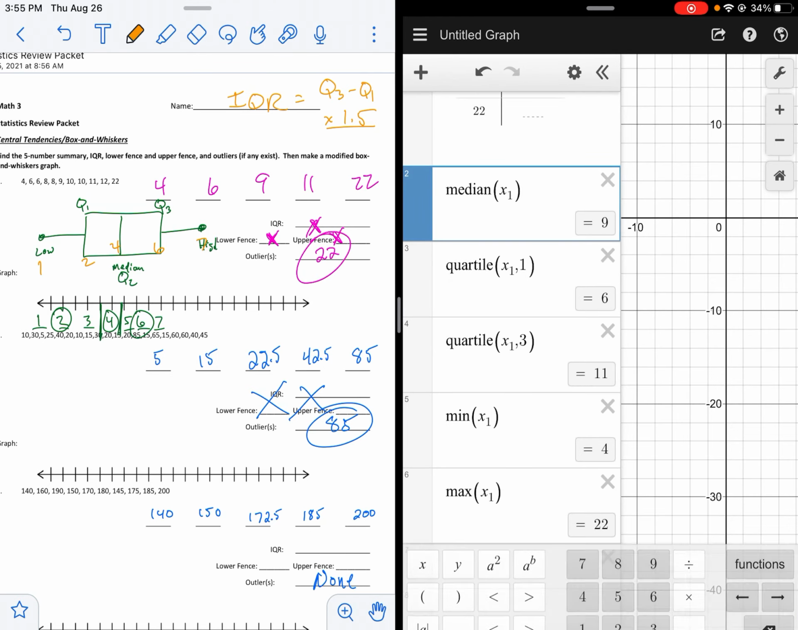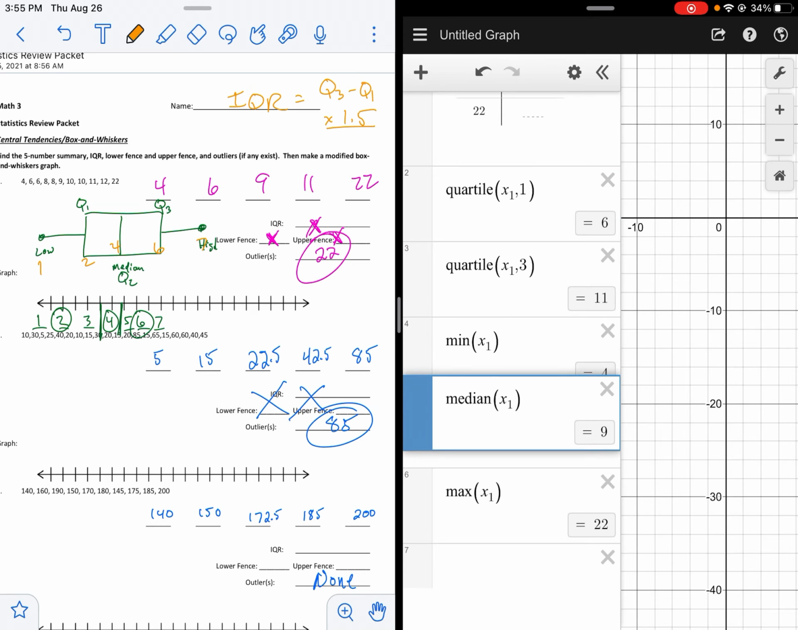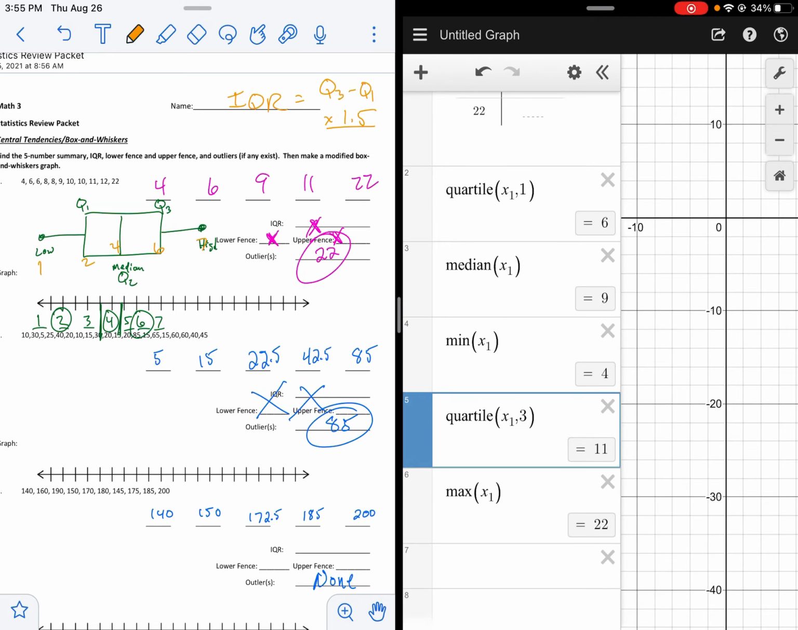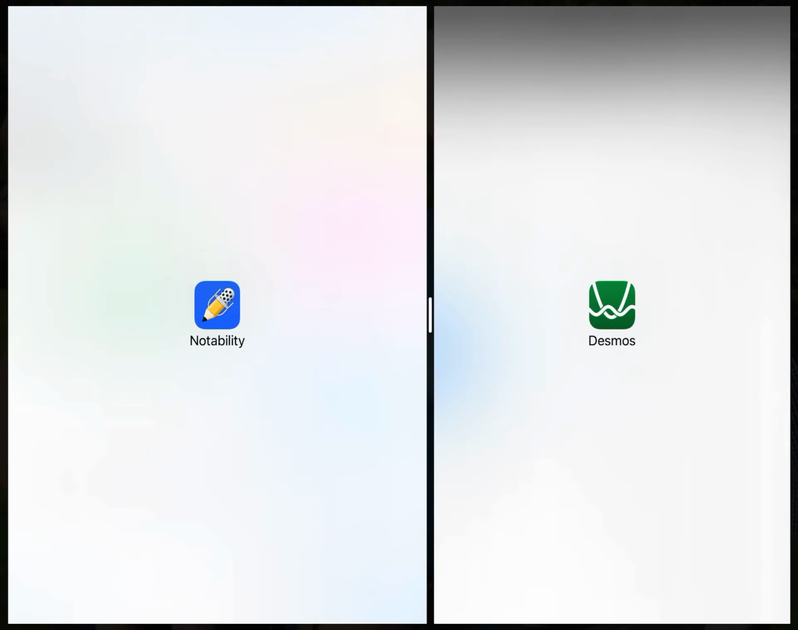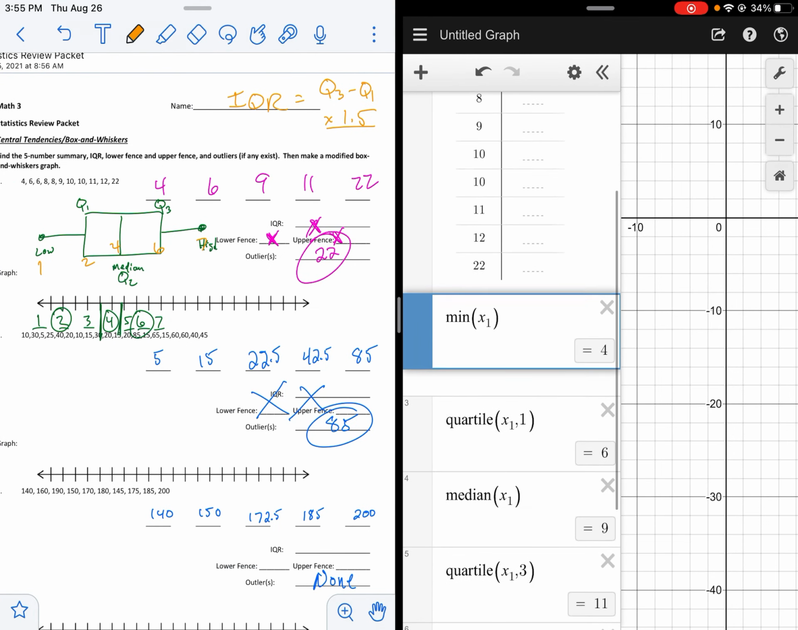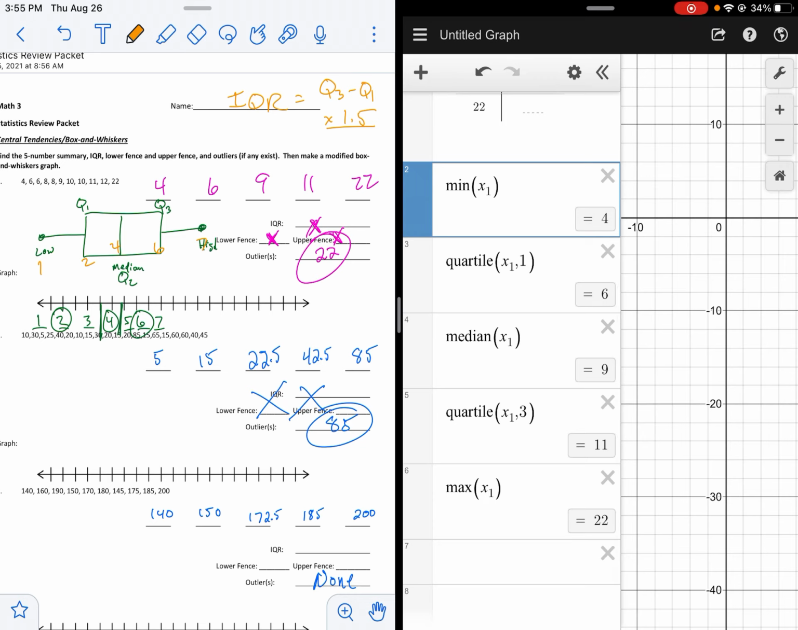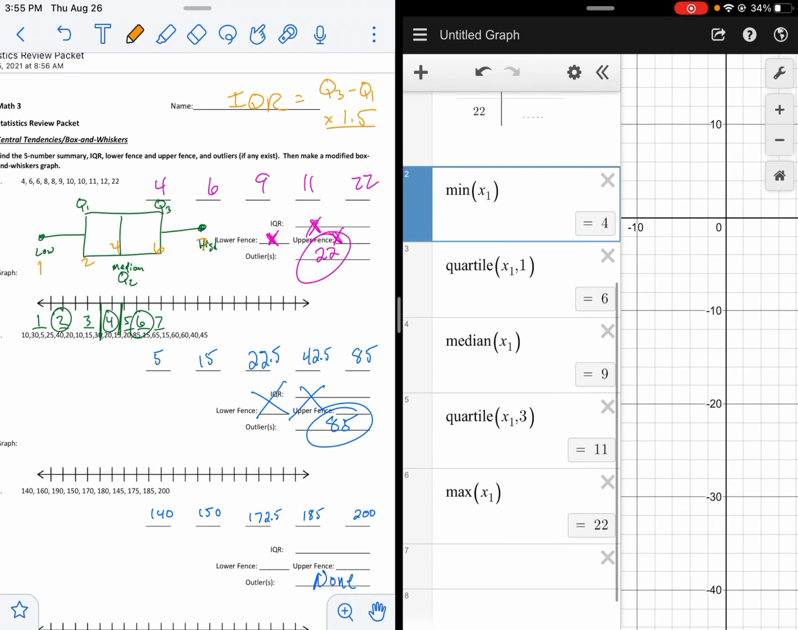Now, you can highlight this and put them in order. So median, I'm going to drag down here. Quartile 3 is below the median. The minimum is up at the top. Minimum, quartile 1, median, quartile 3, max. I want to put them in order. You don't have to, but it just makes a little more sense that way. So there's my 5 numbers: 4, 6, 9, 11, 22.